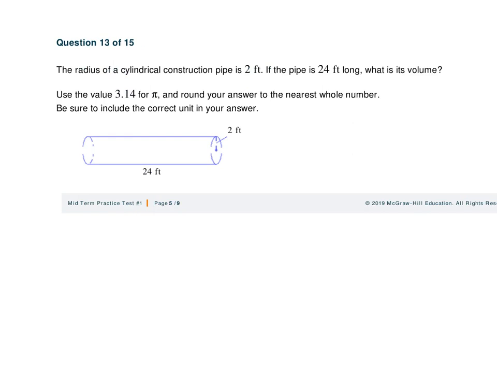Question 13 says the radius of a cylinder construction pipe is 2 feet. The pipe is 24 feet long. What is the volume? It wants us to use the value 3.14 for pi and then round our answer to the nearest whole number. Be sure to include the correct unit in your answer. Before we begin, the volume of a cylinder can be found using the formula pi r squared times the height. Again, you'll be given this formula.